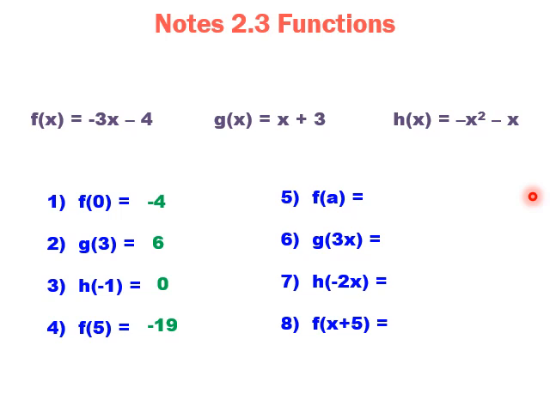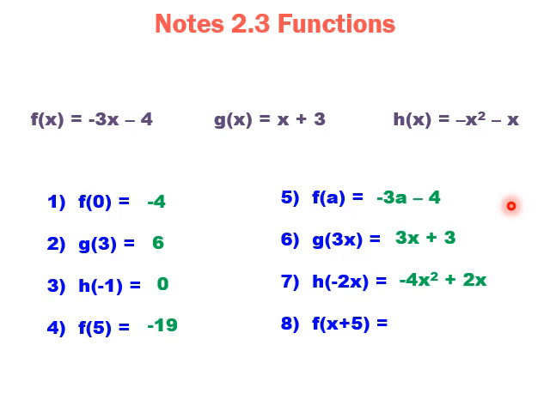Number 5, f of a. Now this time, the last four we all had as a result, the results were all numbers. Here we're putting in, instead of putting in numbers for the x, we're putting in variables. So we're going to get expressions out. So put in a, go to f of x, go to that function, take out the x and put in an a. What do you get? All right, you should have negative 3a minus 4. Go to G and plug in 3x. What do you get? You get 3x plus 3. And go to H, put in negative 2x. You get negative 4x squared plus 2x.